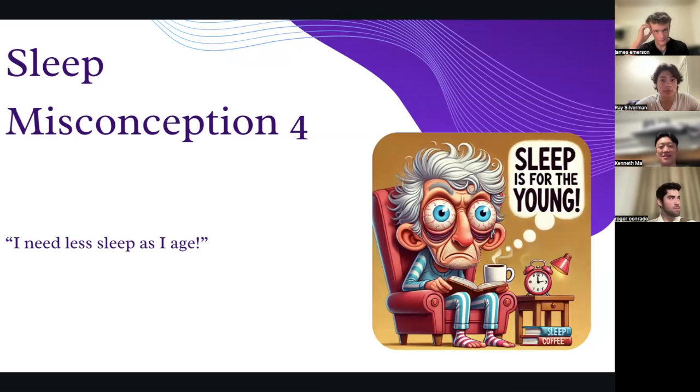Our fourth sleep misconception is I need less sleep as I age. While you may get less deep sleep or a lower quality of sleep as you age, you still need those 7 to 8 hours, as we mentioned before. And again, if you don't, you might look like the guy on the right, which doesn't look great.